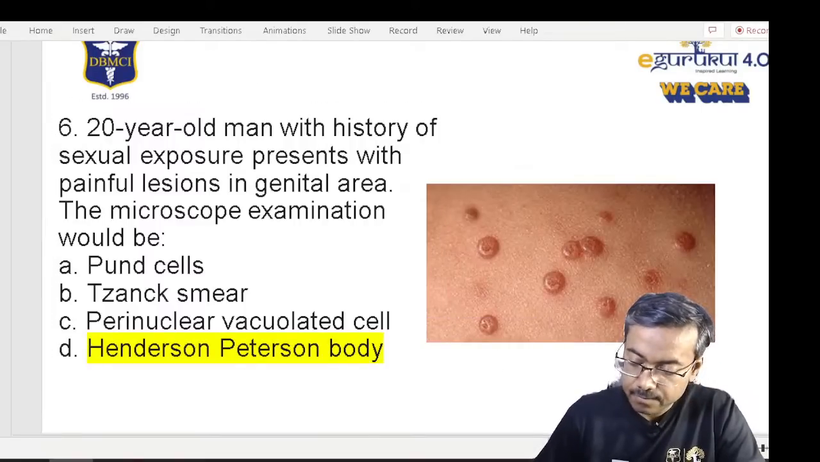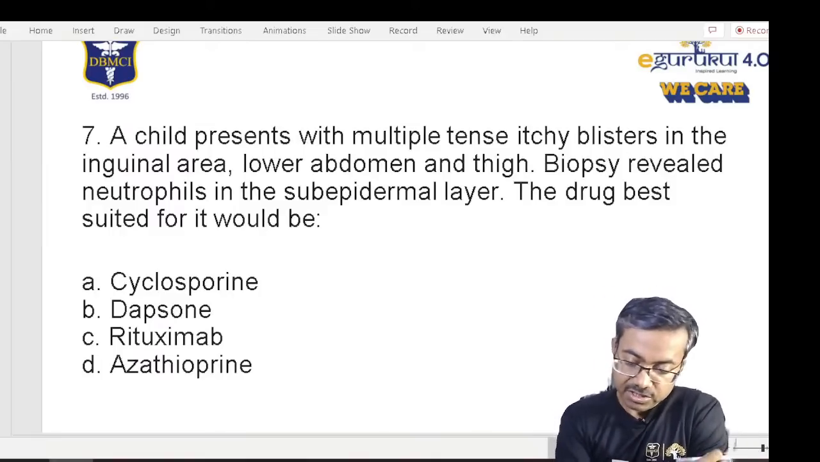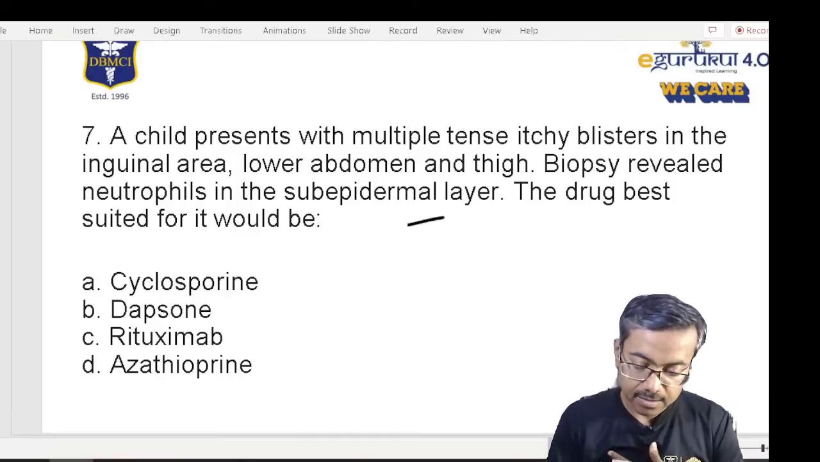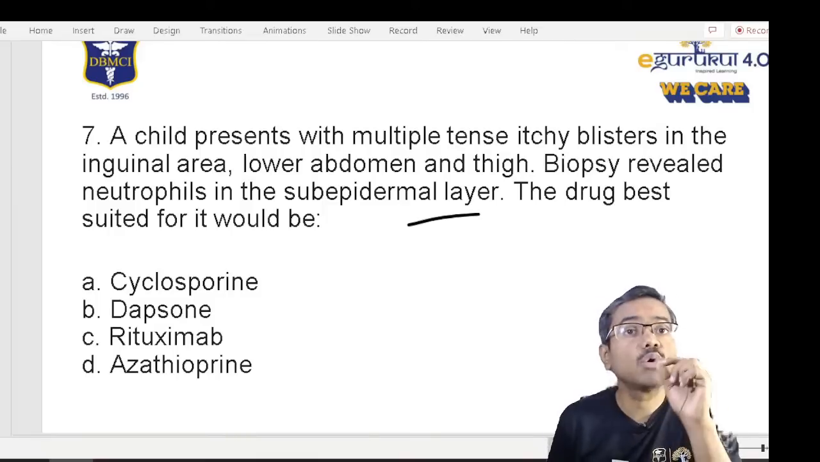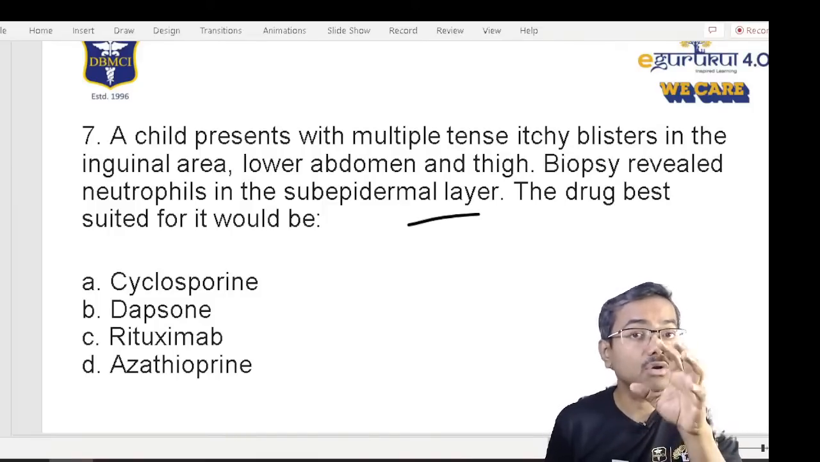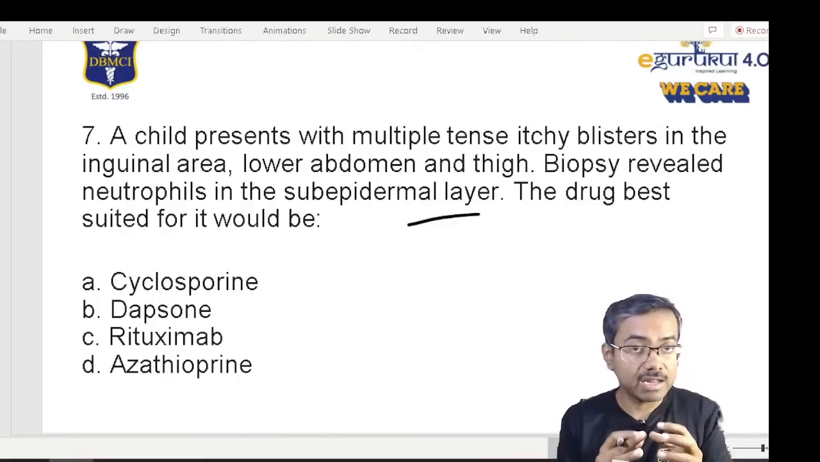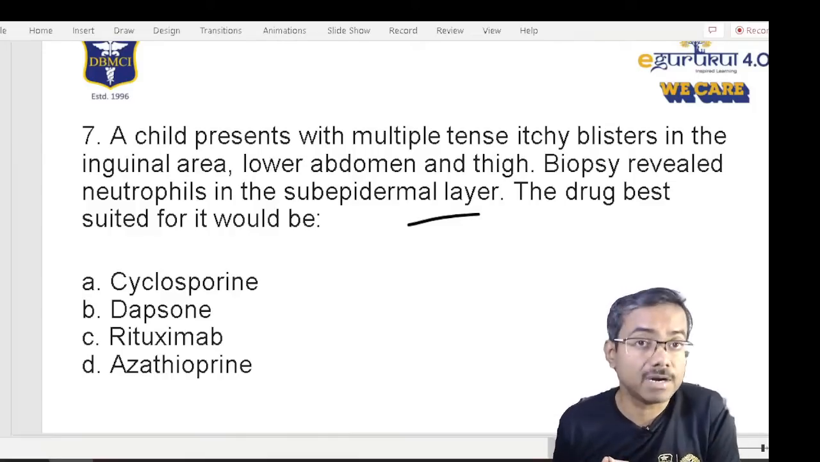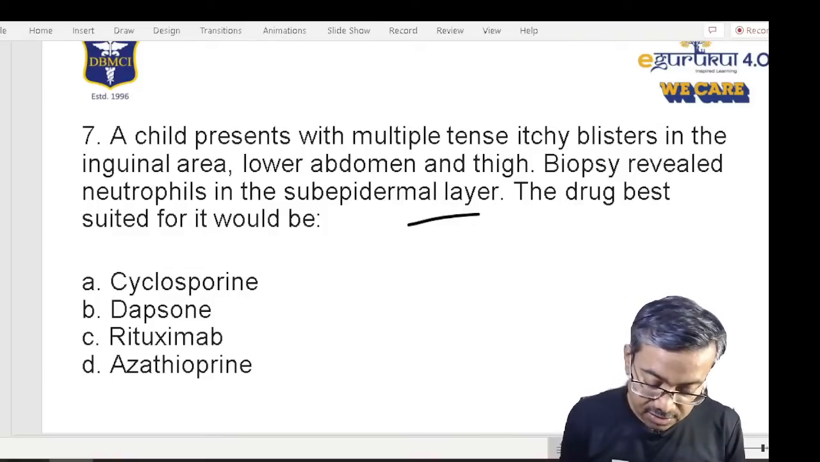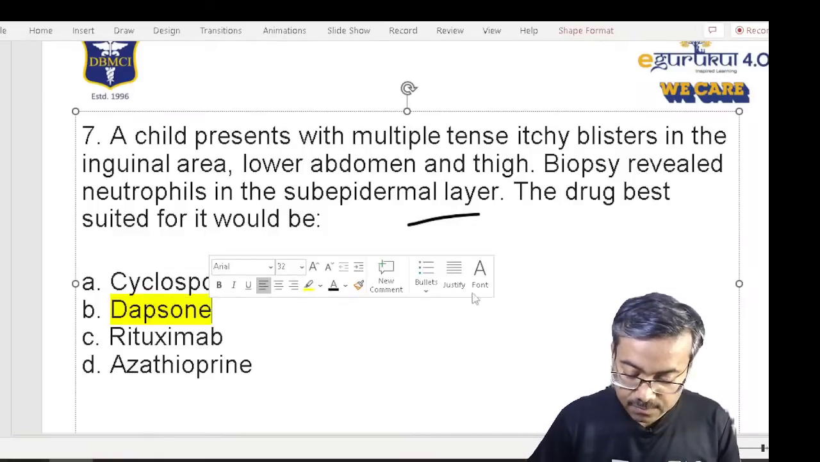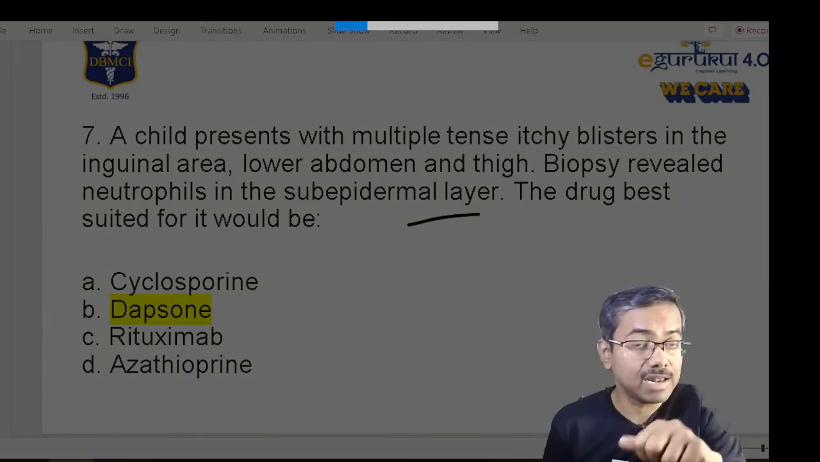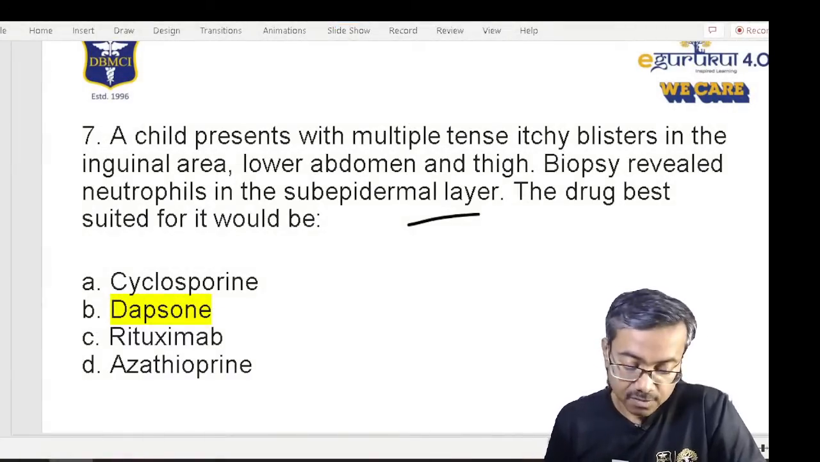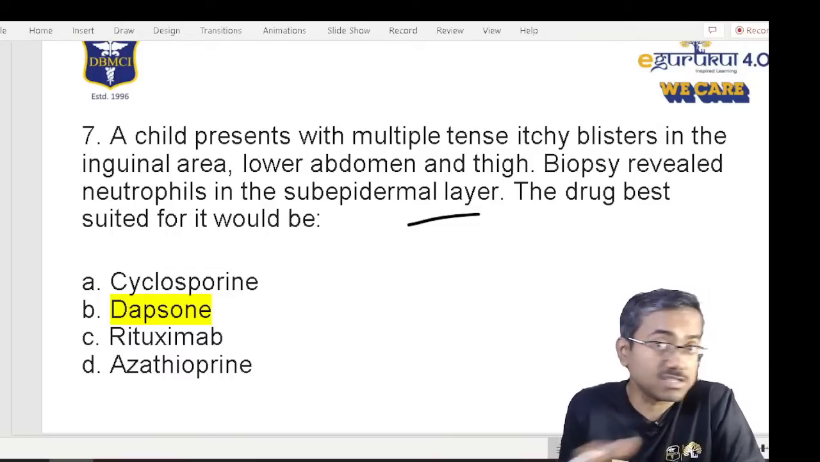Okay, got it? Right. Seventh, a patient presents with multiple itchy, tense blisters in the inguinal area, lower abdomen, thigh. Biopsy revealed, this is a good question, neutrophils in the subepidermal area. Whenever you have these neutrophils in the subepidermal area, that is a papillary tip microabscess. Very typical, suggestive of dermatitis herpetiformis. And the answer for this would be Dapsone. Dapsone is the drug of choice for dermatitis herpetiformis, and obviously it has a lot of itchy blisters in the subepidermal layer. This is typically what we know as dermatitis herpetiformis. Rituximab you would think of for pemphigus. This is not pemphigus for sure.